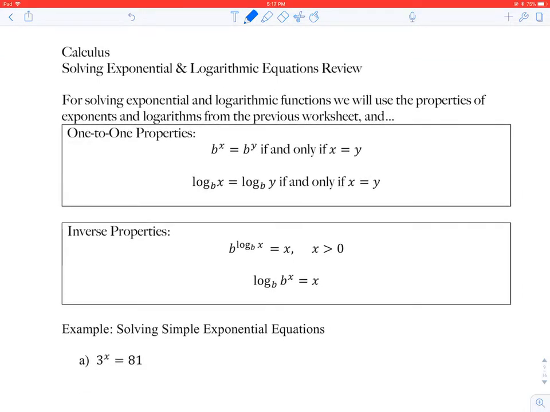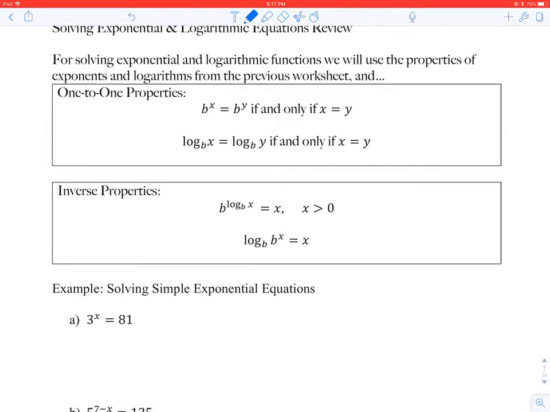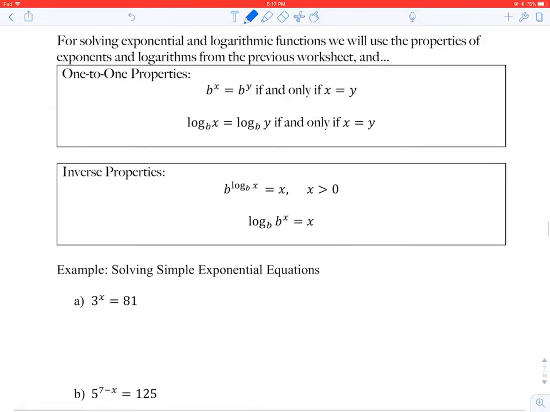Okay, so for solving exponential and logarithmic equations, we're going to be using all of the properties from above, but also the one-to-one property, which says if you have the same base, like if we have b to the x equal to b to the y, that means that x has to be equal to y. The exponents have to be equal. And if we have log base b of x equal to log base b of y, that means the arguments have to be equal. x has to be equal to y. And the inverse property is really just writing or thinking about the equivalent exponential and logarithmic forms.